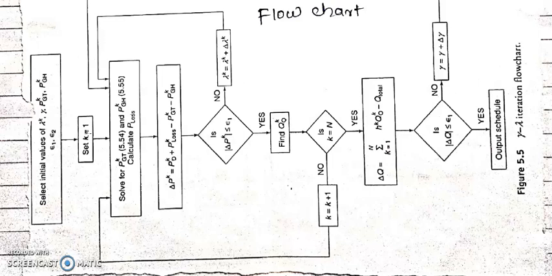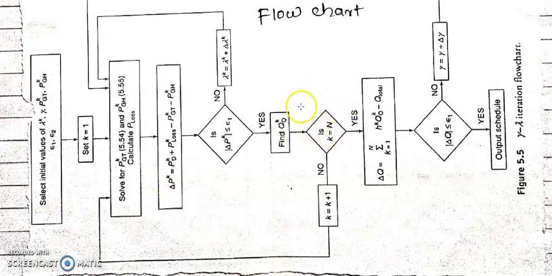After selecting the initial values, set k equal to 1. And for k equal to 1, solve for pgt and pgh and calculate the total power loss. After calculating this, go for the calculation of delta pk, that is pd raised to k plus p loss raised to k minus pgt raised to k minus pgh raised to k. This gives you the total change in the power with respect to the kth interval.